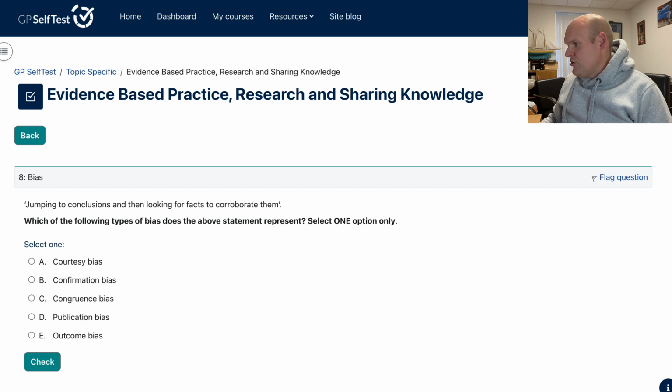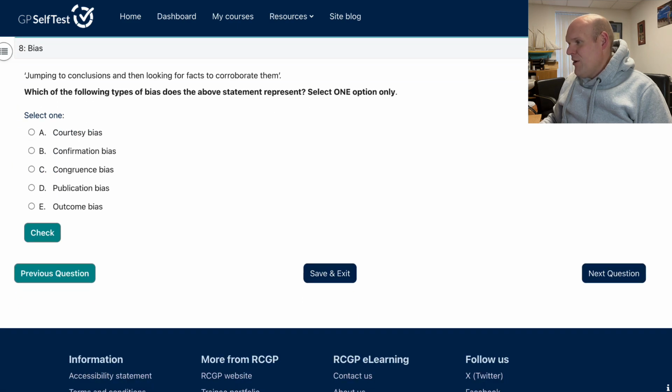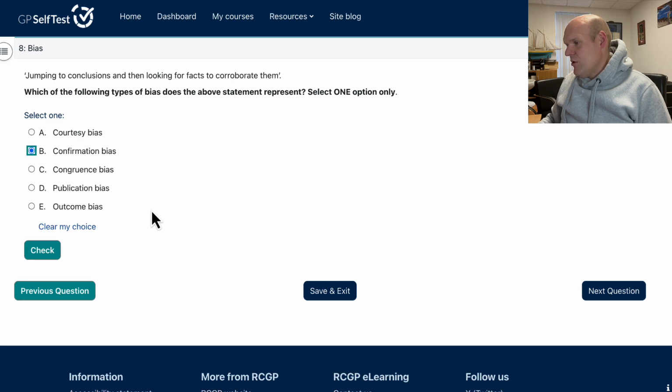Right, jumping to conclusions and then looking for facts to corroborate them. Which of the following types of bias does the above? So I want to say it's confirmation bias, because you are looking for... courtesy bias, don't know what that is. Congruence bias, don't know what that is. Publication bias, that's giving one set of information, either positive or negative. And then outcome bias, let's see if I'm wrong. So it's either confirmation or outcome.